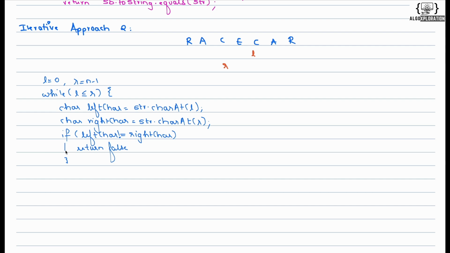Okay, but let's say we are not going inside the if statement. That means the left character and the right character are equal, right? So we have to move the left pointer and the right pointer. The left pointer will move to the right, so L plus plus, and the right pointer will move to the left, so R minus minus, and that's it. And if we don't go inside this if statement, that means all the letters are equal, that means the word is a palindrome, so at last return true.